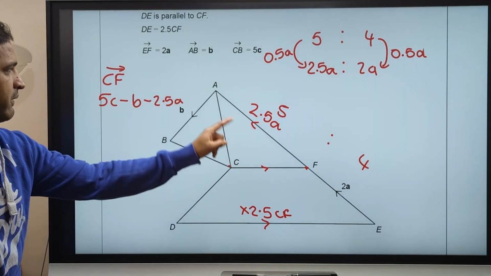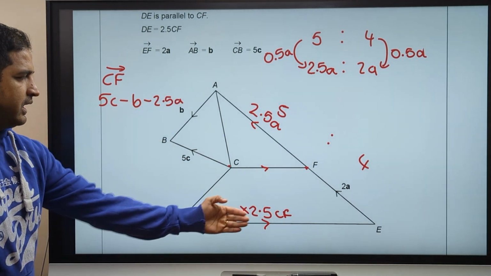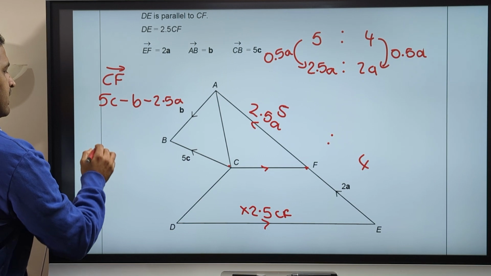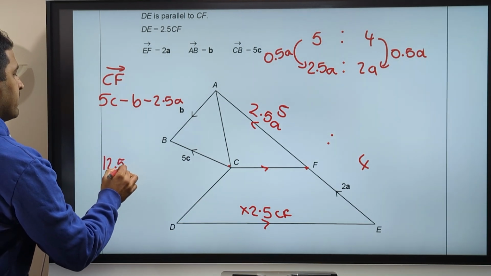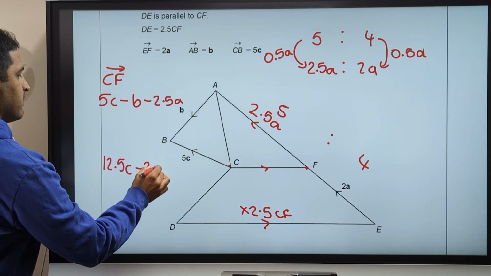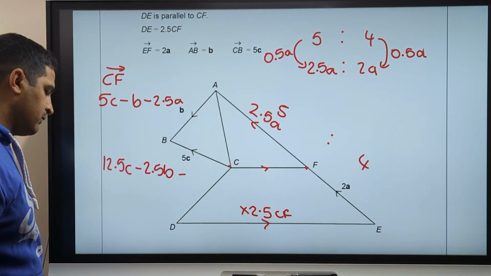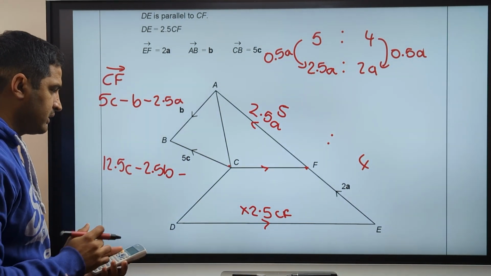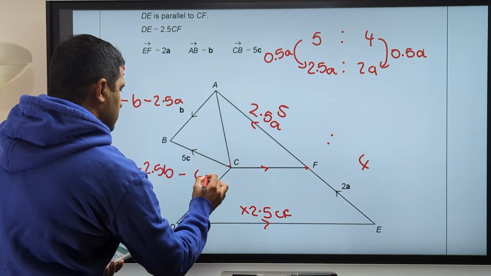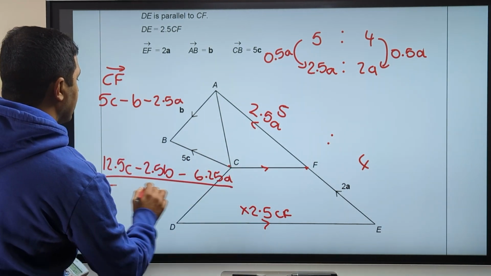So we're going to multiply every single thing here by 2.5 to work out what DE is going to be. So multiply this vector here by 2.5. We get 12.5C minus 2.5B minus 2.5 times 2.5, which is 6.25, but okay, not taking the risk. Minus 6.25A, and that's your vector DE.